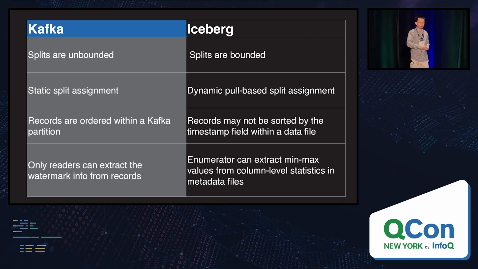In Kafka source case, only readers can extract the watermark information from the records that they read from Kafka. That's the only way. In the Iceberg source, because Iceberg keeps track of column-level statistics, like min-max values, in the metadata files, the enumerator actually can extract the watermark information from the min-max column-level statistics in the metadata file without actually downloading or reading the data files.